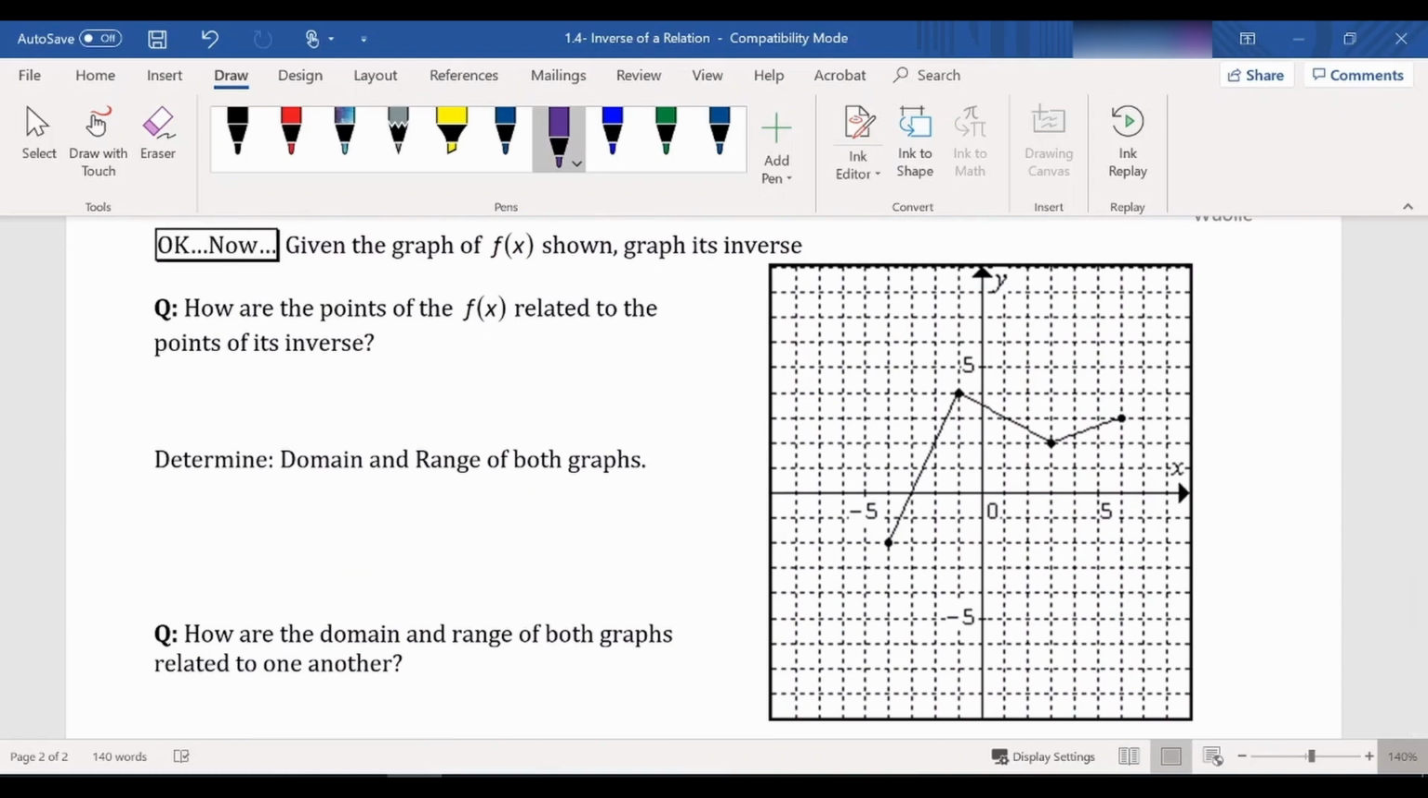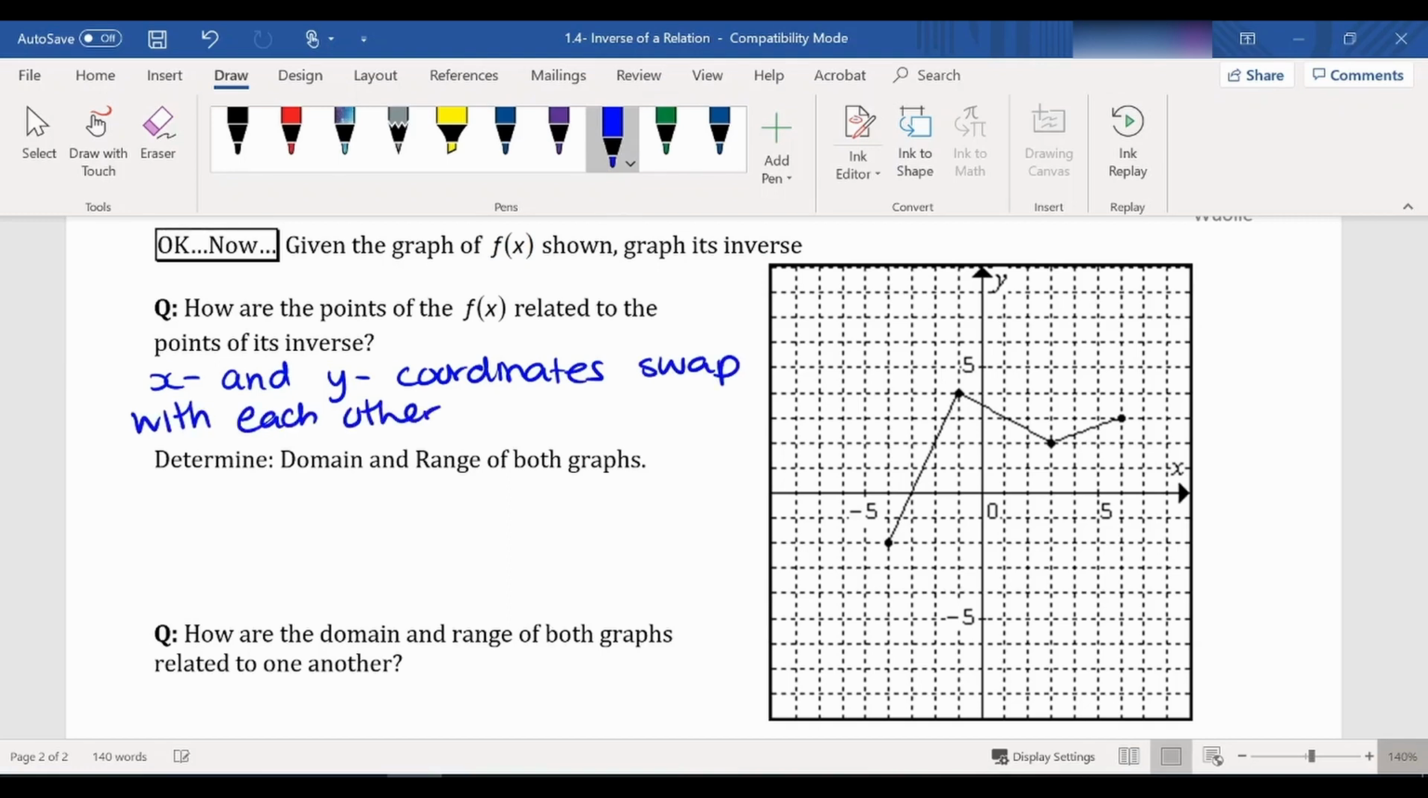So take a look at this. I don't have a function. I have no y equals where I can swap my x and y and resolve for y. But I know that the points of f of x and the points on an inverse, the x and y coordinates swap with each other. So this point here, for example, is at -4 comma -2. That means on my new graph, the point is going to be at -2 comma -4.